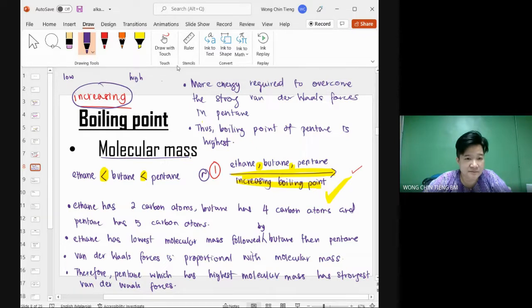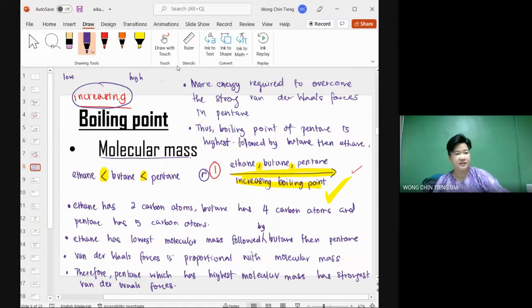Okay. Habis lagi sebab kita ada 3 orang. Followed by butane dan ethane. Nampak? Salin dulu.